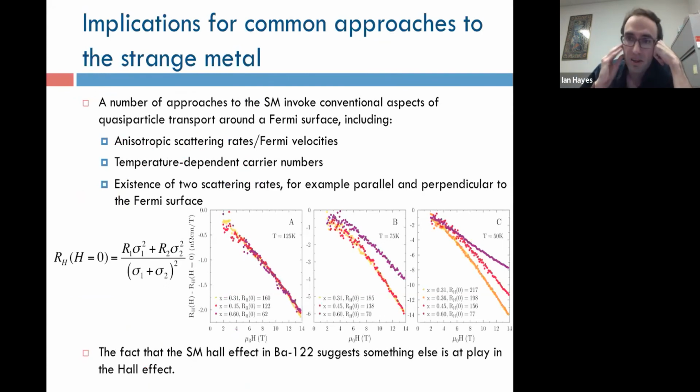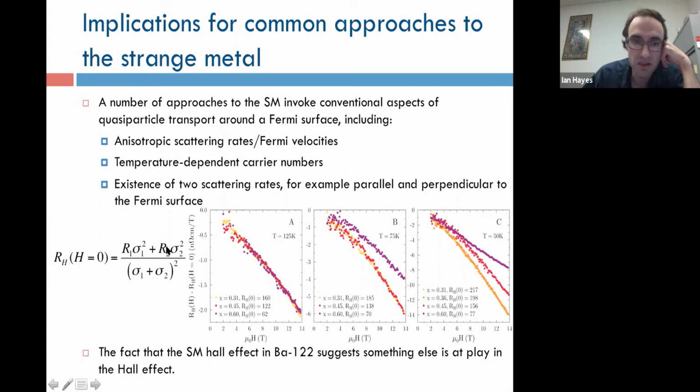The second comment I want to make is that it's rather striking that this strange metal field dependence seems to come in as an additive term. In other words, the absolute value of the change in RH is the same as a function of field at high temperature across a range of doping, despite the fact that the zero field RH is changing quite a bit.